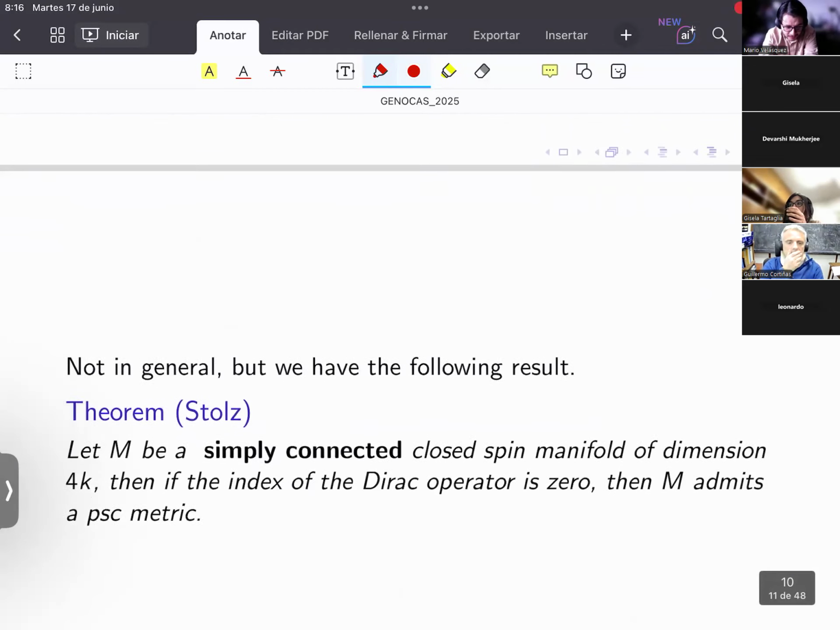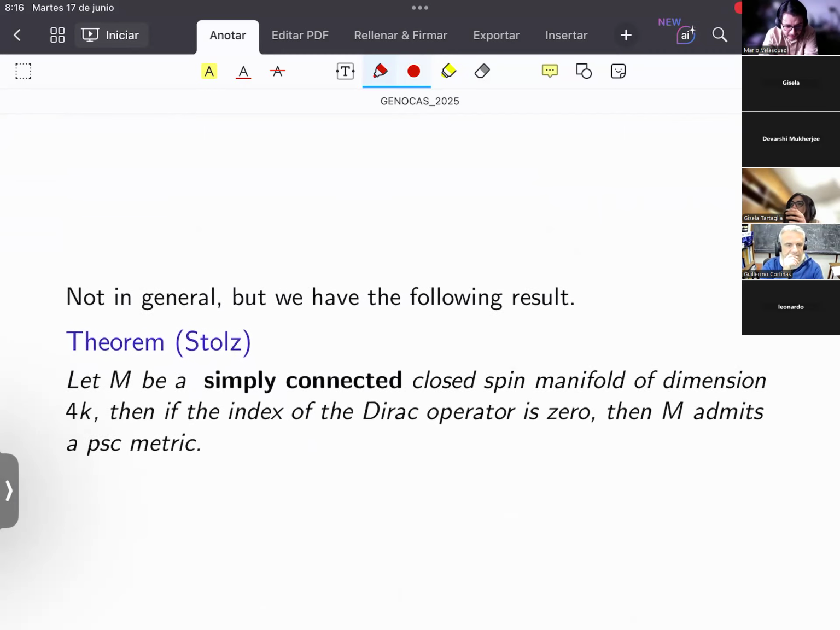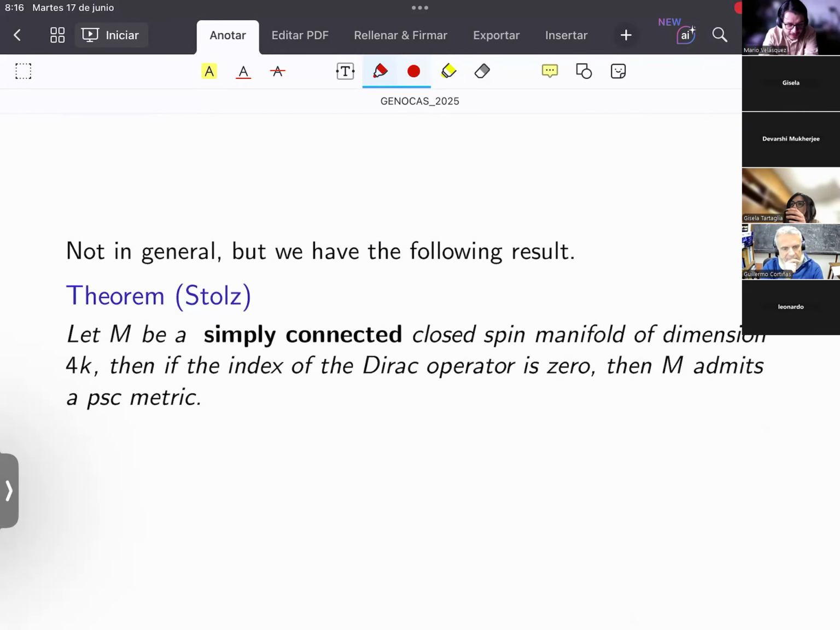But we have the other question. The other question is if the converse is true. It means that if the index of D plus is 0, there exists a metric with positive scalar curvature on M. We have this theorem, but it is not true in general. It is a theorem of Stolz that says that if M is a simply connected spin manifold of dimension 4k, then if the index of the Dirac operator is 0, then M admits a metric with positive scalar curvature.